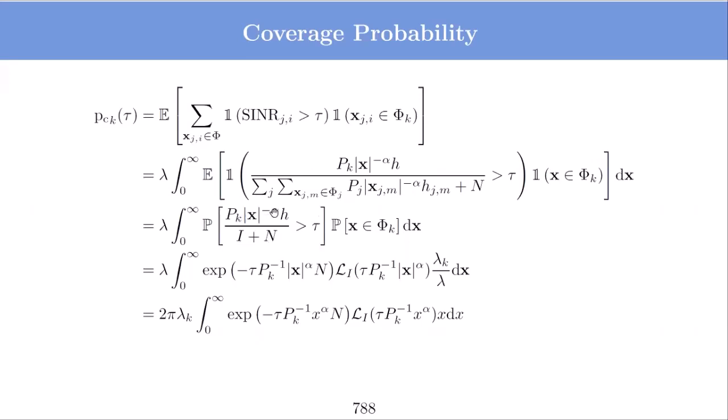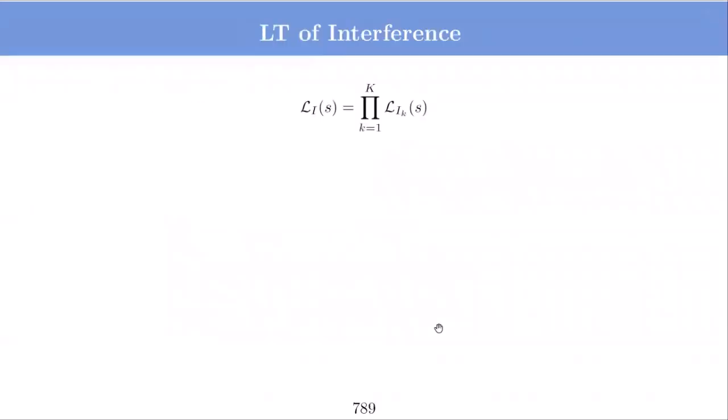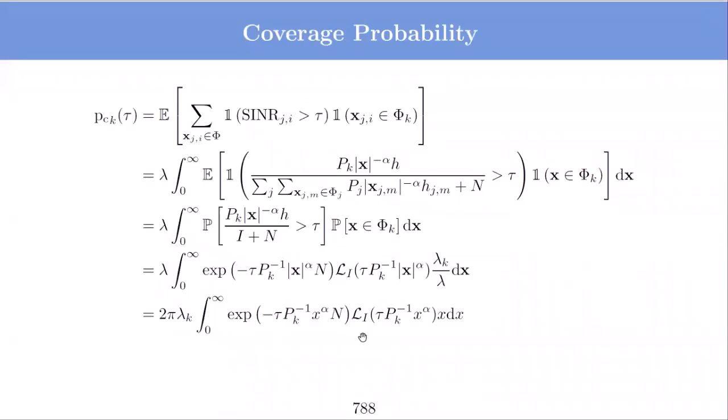And this term would be the probability that SIR is more than tau, right? If I assume Rayleigh fading, h is an exponential random variable, so this will give me exponential of minus tau times I plus n divided by Pk norm x to the minus alpha. As in the previous case, I can break this into the noise term and the Laplace transform of the interference. So this lambda cancels, and I get 2 pi lambda k times the integration of this noise term and the Laplace transform of interference evaluated at this value, x dx. Okay, so then it is similar to that.